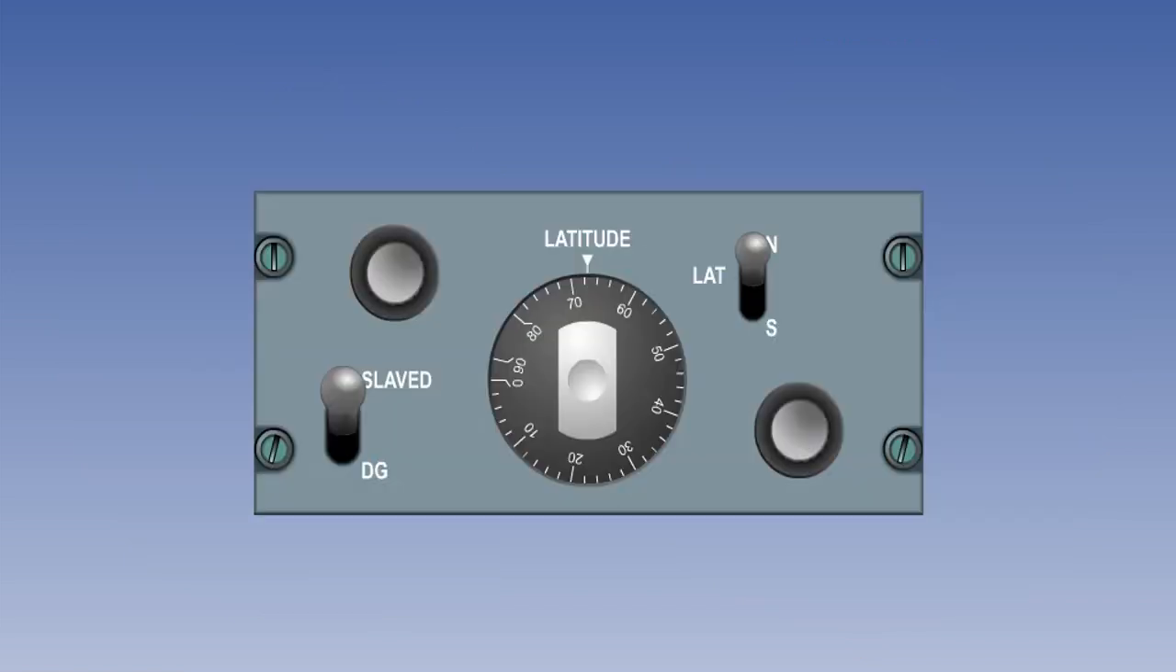Many modern gyro compasses have a latitude correction control, which is a knob turned by the crew to be set to the local latitude, and the correction is then fed to the gyro. The crew then keep resetting the latitude as it changes.